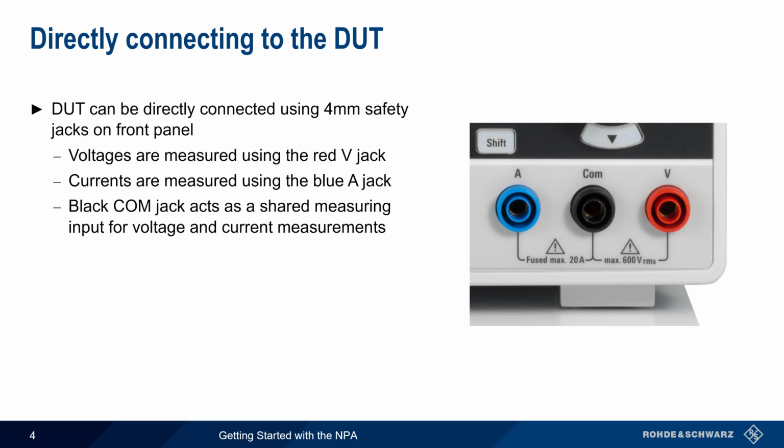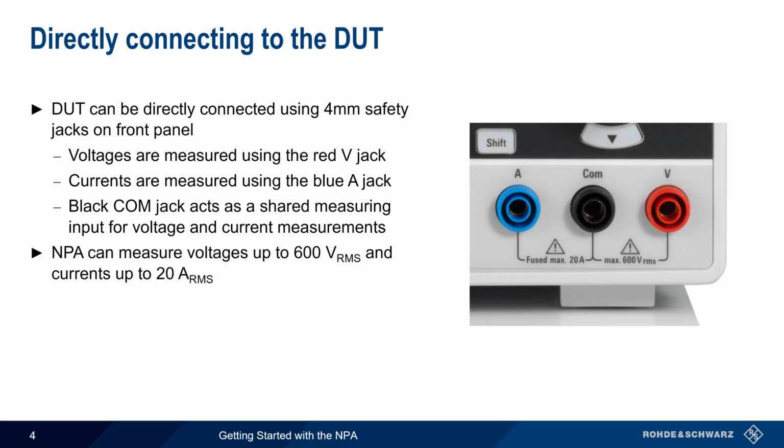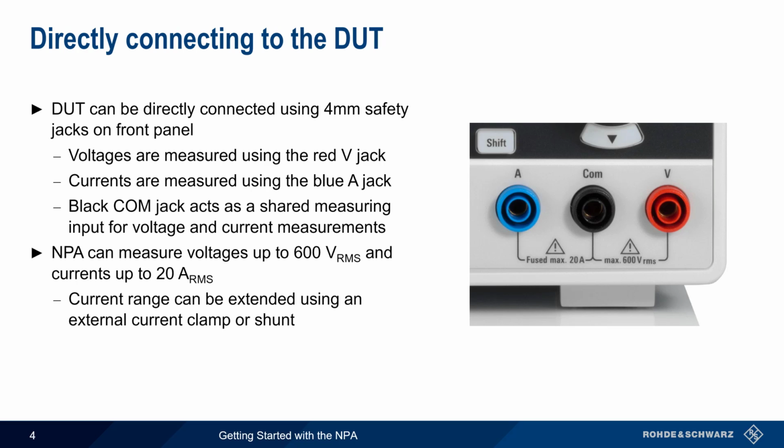As indicated on the front panel, the NPA can measure up to 600 volts RMS and 20 amps RMS, although the current range can be significantly extended using an external current clamp or shunt. Note that for safety purposes and to avoid instrument damage, the NPA will automatically shut down if these limits are exceeded.